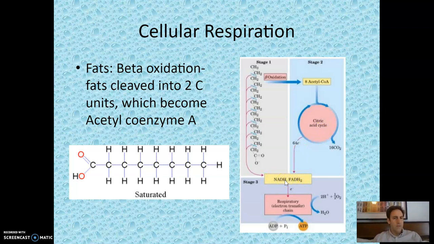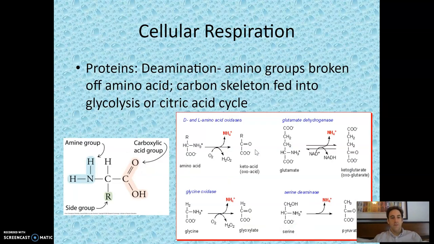And I think you know that fats are used to store energy and that they give us a lot, and this is why there are a lot of these 2 carbon units that can be used. Proteins, a little bit more complicated.